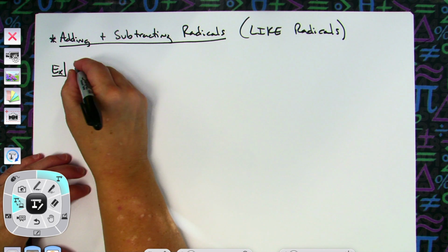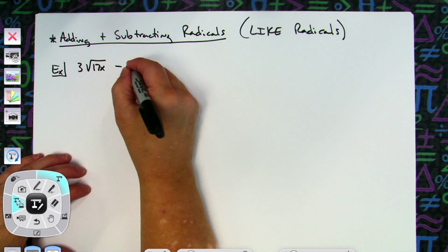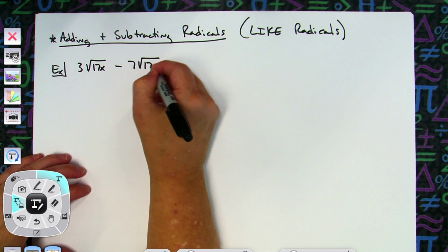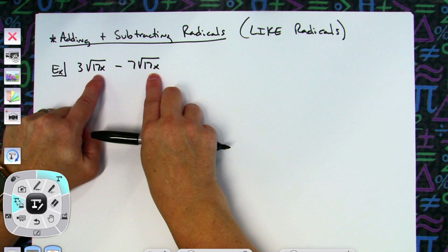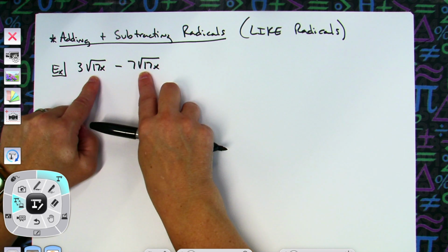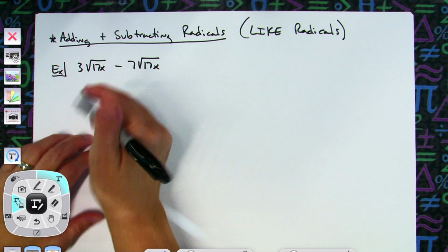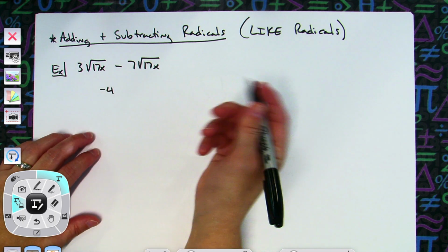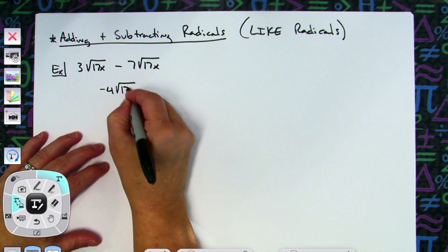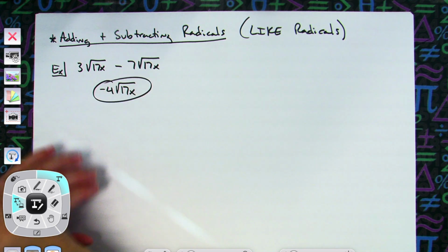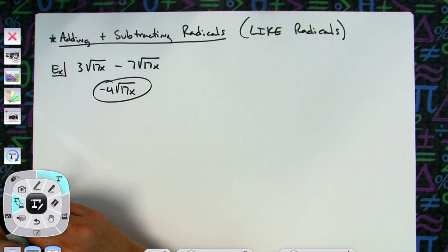So they might give you something like 3 square root of 17x minus 7 square root of 17x. These are like radicals in the sense that they're both 17x. They are both square roots. So then I can just subtract these left to right. 3 take away 7 is going to give me a negative 4. And adding or subtracting like radicals, you get a like radical, square root of 17x. So you won't have a lot of those to do, just a few.